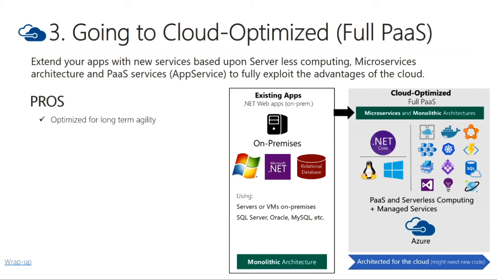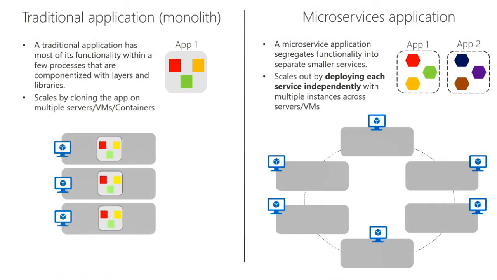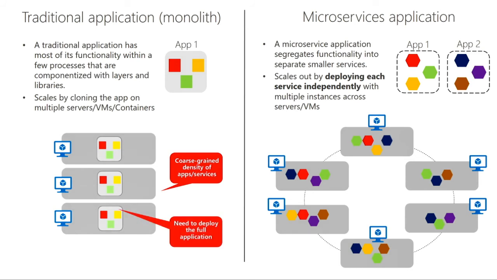So what does the long-term agility or maximum cloud value mean here? Let me give you an example. Here's an example of a traditional application that many of you have probably built over a period of time. In these traditional apps, the functionality is wrapped within a few processes. When you try to scale these monolith applications up, you're actually cloning the process and deploying it across multiple VMs, containers, or servers. That's the way of doing business.